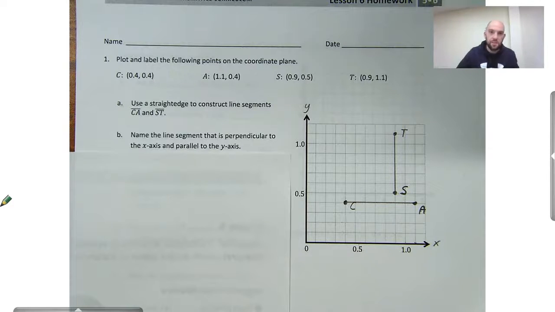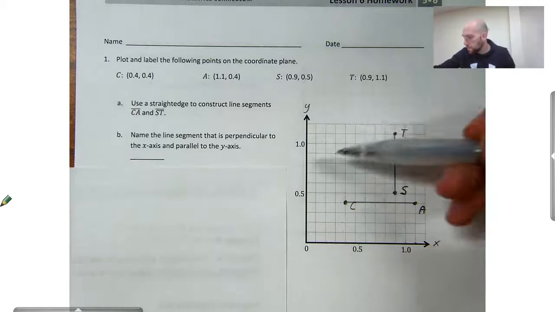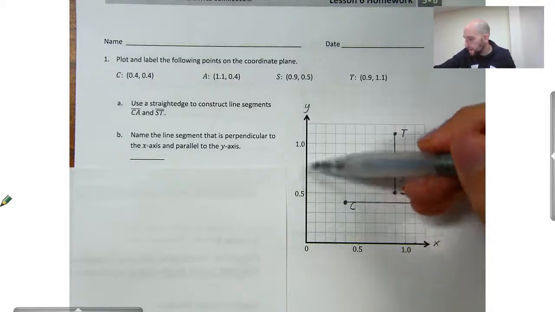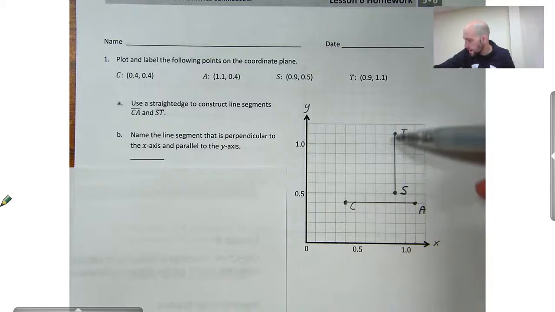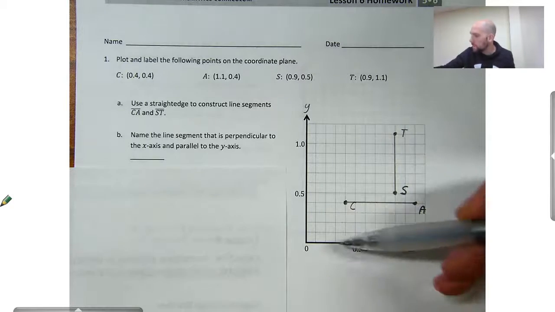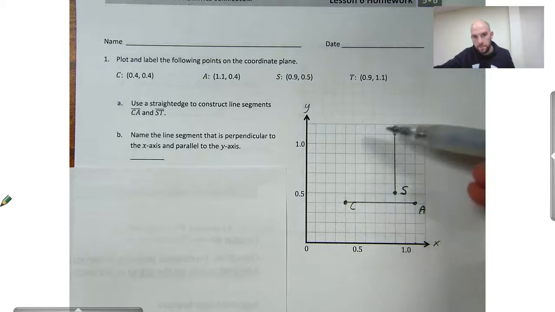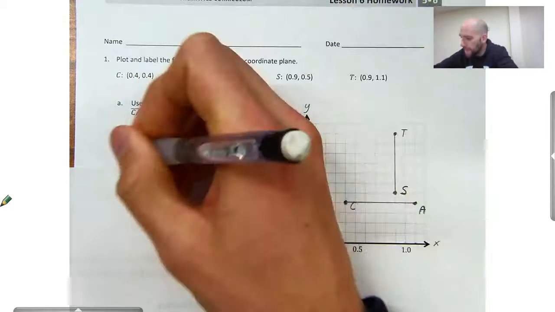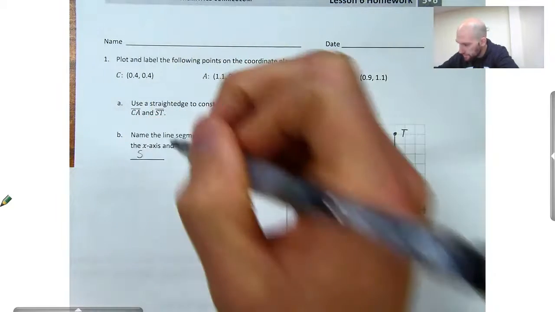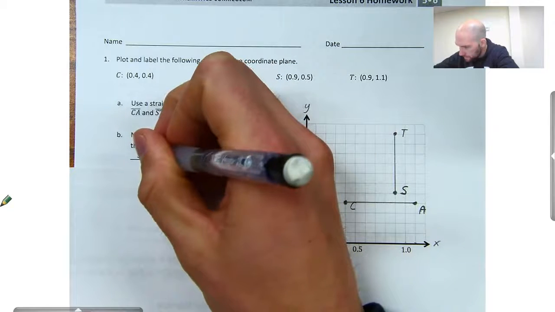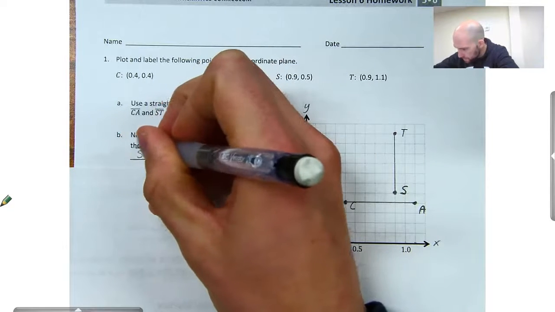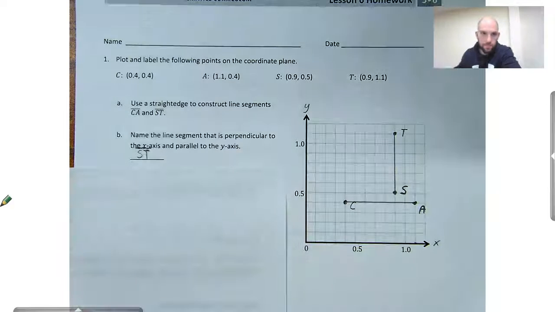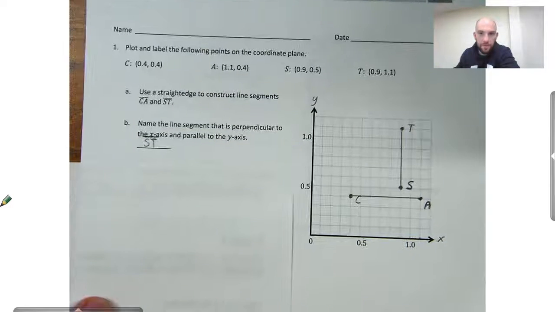Let's name the line segment that is perpendicular to the x-axis and parallel to the y-axis. So we're looking for one that's parallel to the y-axis. Well, this one's parallel to the y-axis, and it's also perpendicular to our x-axis. So this would be line segment ST. We have a little line above there for line segment.